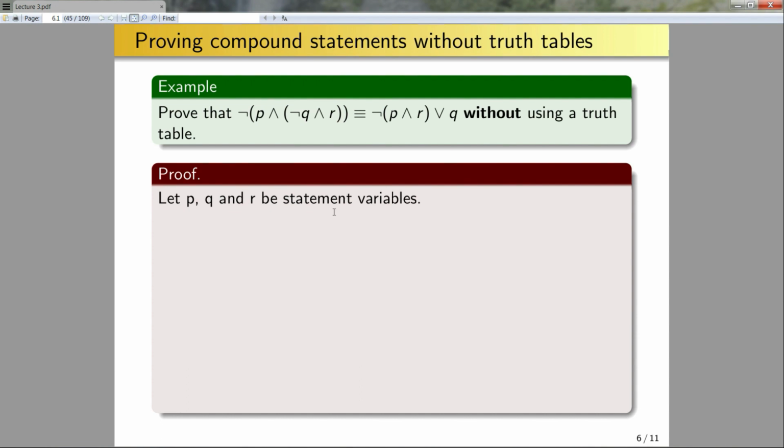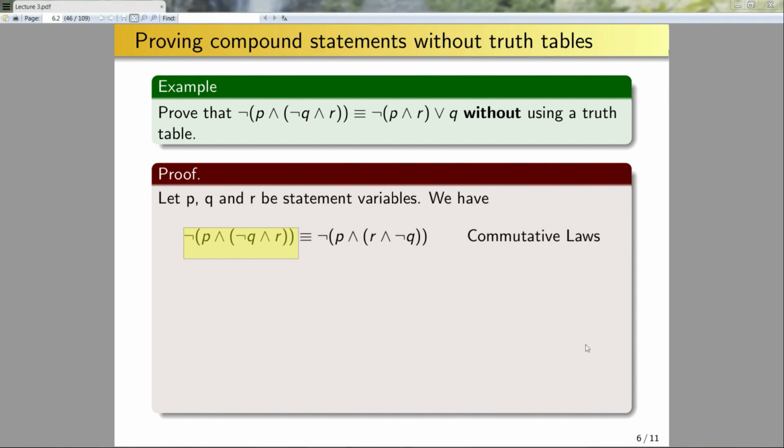If I ask you to prove something, you need to explicitly define everything in your proof. So you do need to state something like let P, Q, and R be statement variables. Otherwise, you could lose some points for your homework assignments or on the midterm or final. This original statement on the left-hand side can be simplified by using my commutative laws.